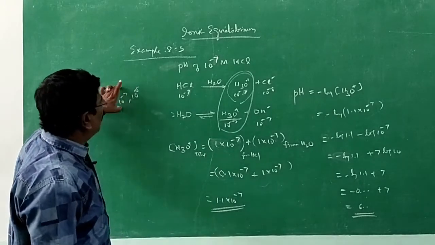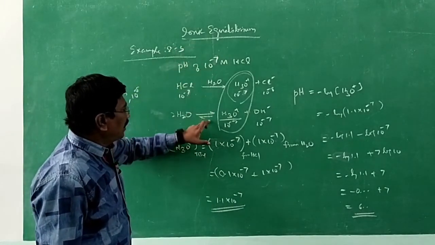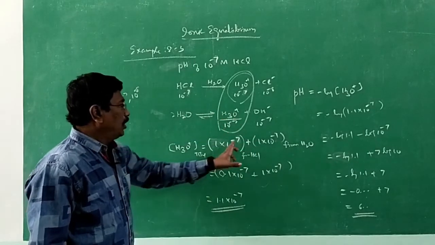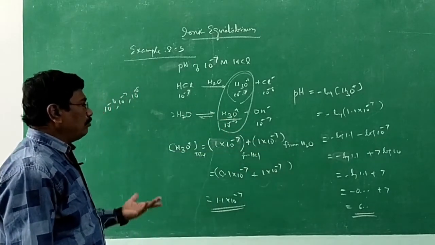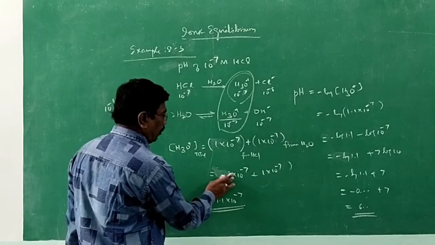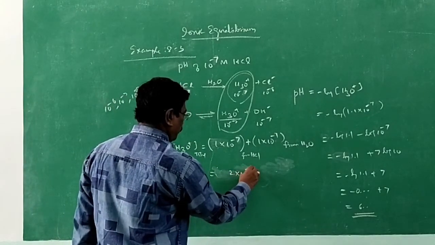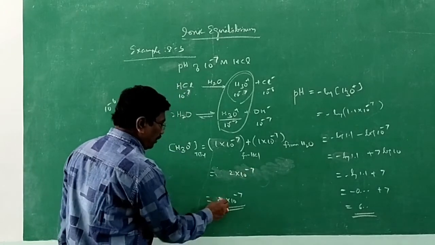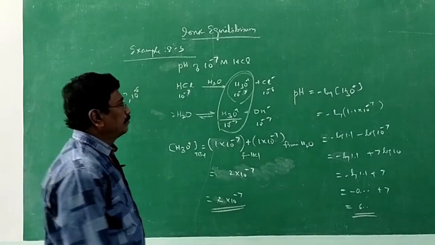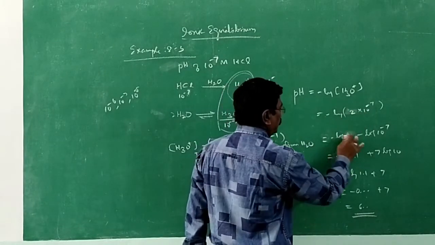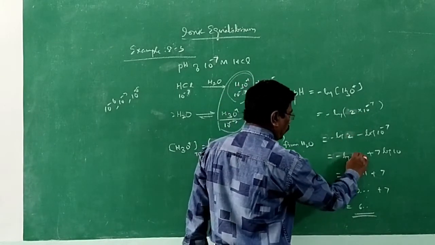Since it is of the order of 10 power minus 7, the concentration of hydrogen ion available from water should also be taken into account. If I add, what will be the value? 1 plus 1, 2. So 2 in 10 power minus 7. Therefore, instead of 1.1, 2.